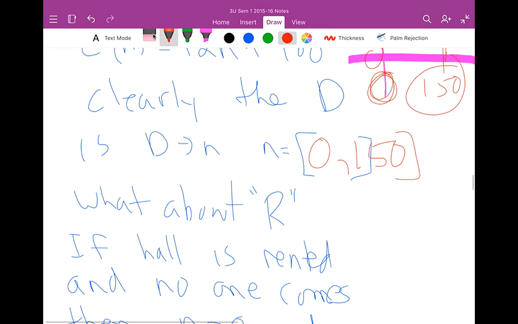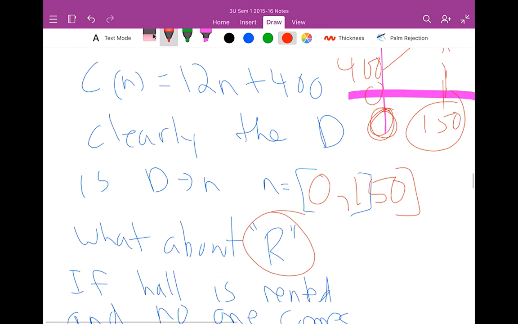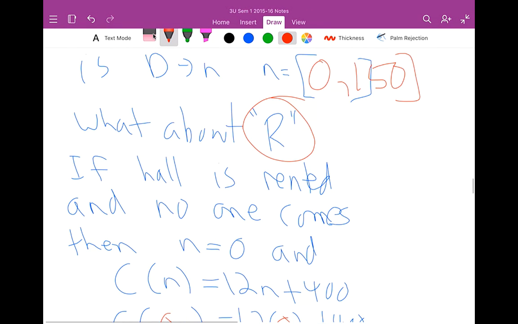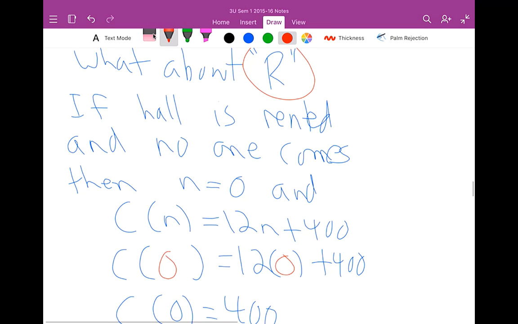Okay, what about the range? The range is a little bit more interesting. As we said, 150 people. So I know the lowest cost I'm going to have is $400, right? I can't have less than 400 because I've got to pay for that hall.